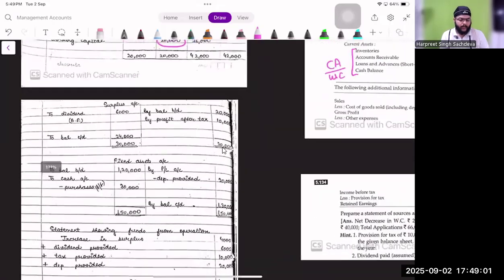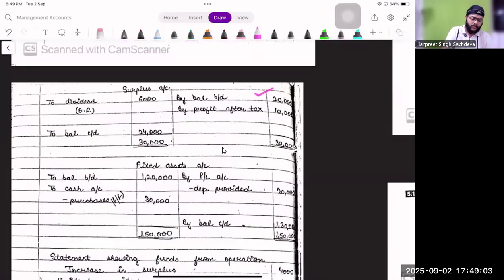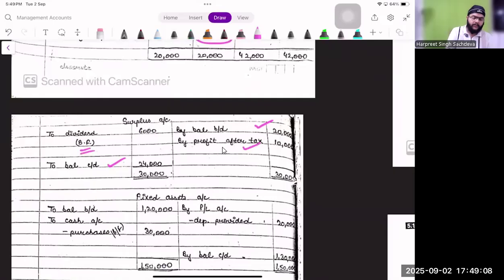Then there is a surplus account. We know the opening balance, we know the closing balance, we know the profit after tax, and the balancing figure will be dividend.